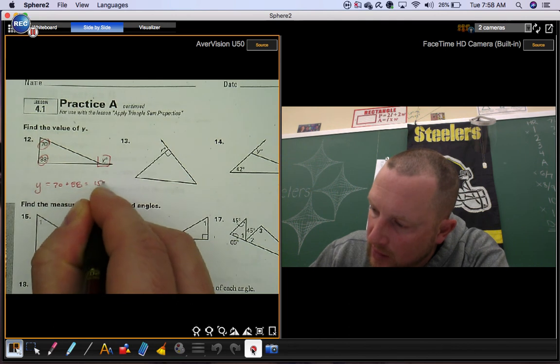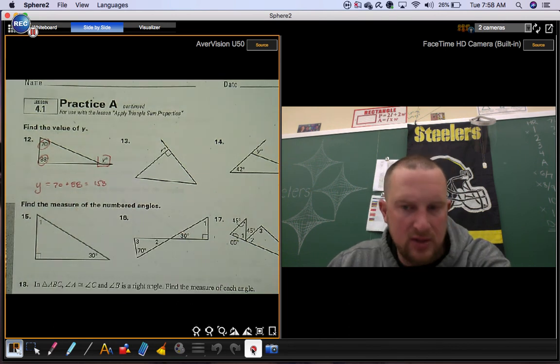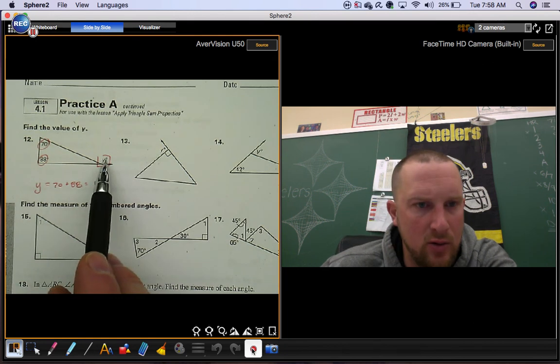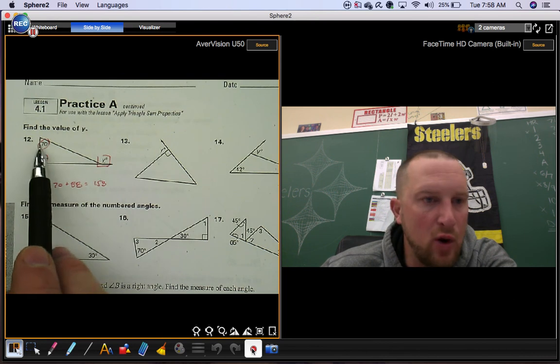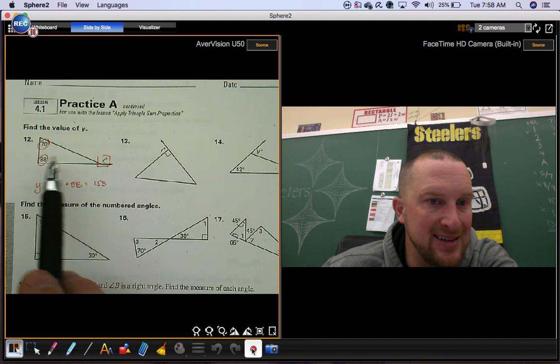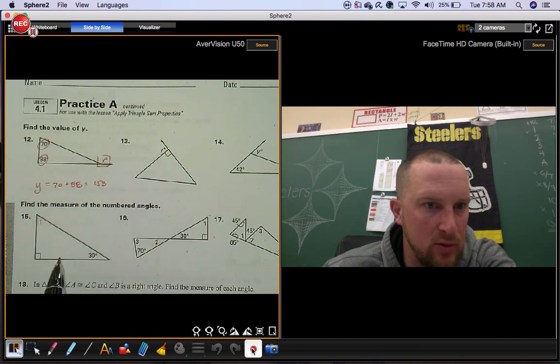That's 158. Okay, so if I was to use the terms from the theorem, this is your exterior angle. This is the interior angle that touches it. So these other two are called remote interior angles. These two remote interior angles add together to give you that exterior angle.